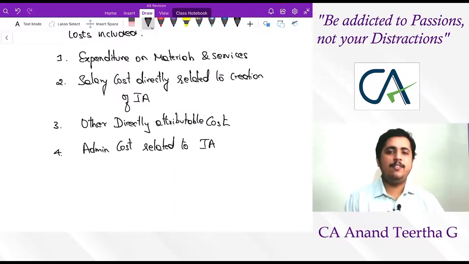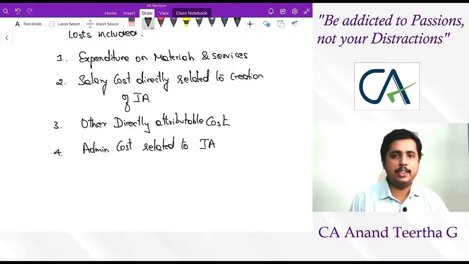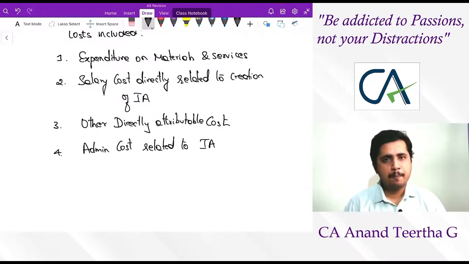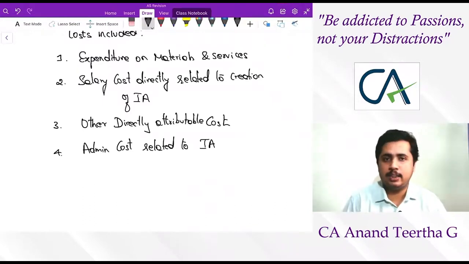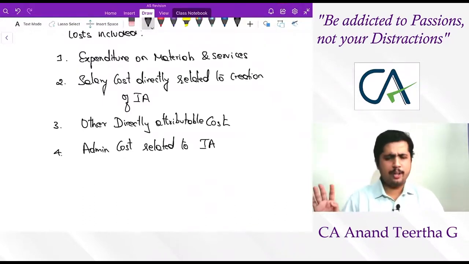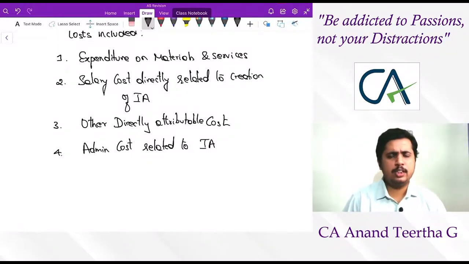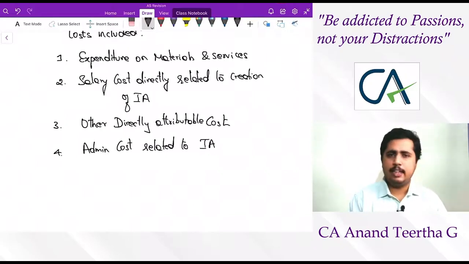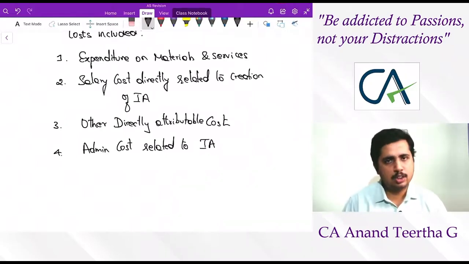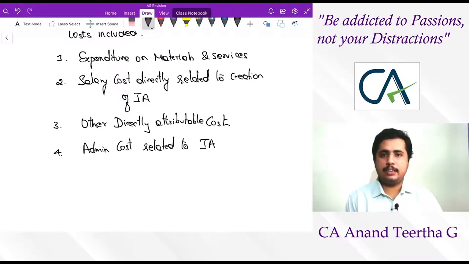Okay, then if there are any directly attributable costs, say for creating one intangible asset you take patent rights from the other, that patent rights will be amortized. That is again included over here. Why? Because you are using the patent to generate the intangible asset. Okay. Fourth one, any other admin costs. Say your employees use electricity, there is water charges. For generating the intangible asset, if you use any overheads, that will be allowed for capitalization. Okay. These are the costs included.